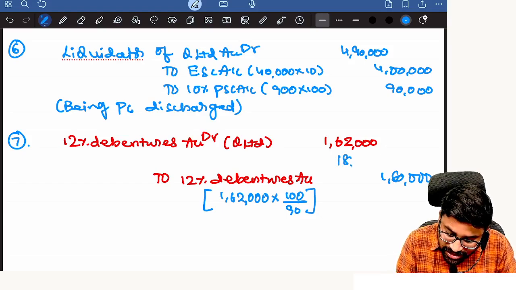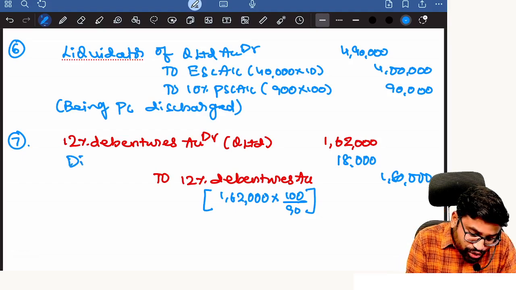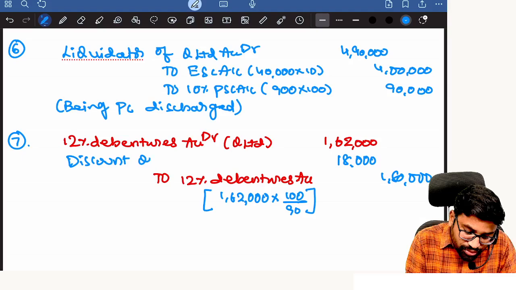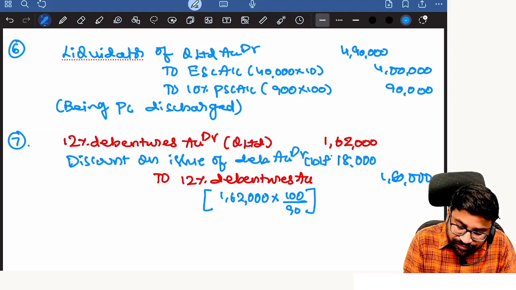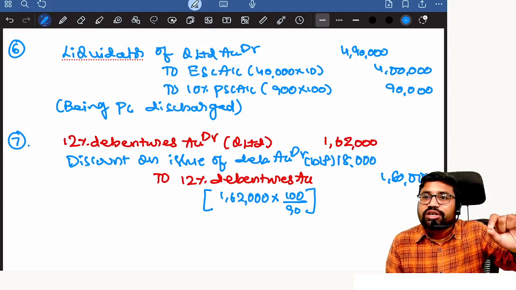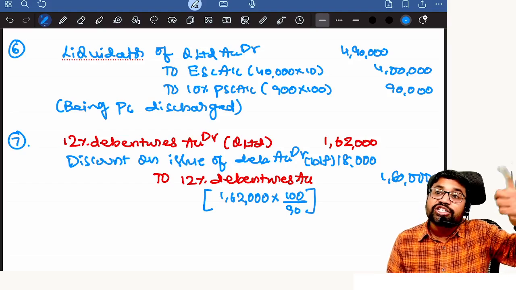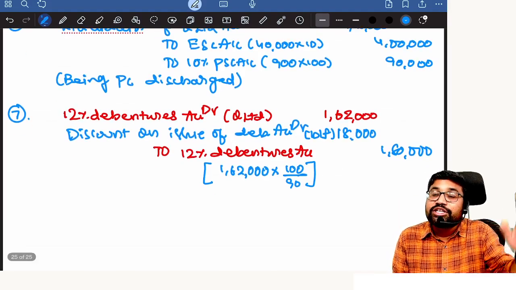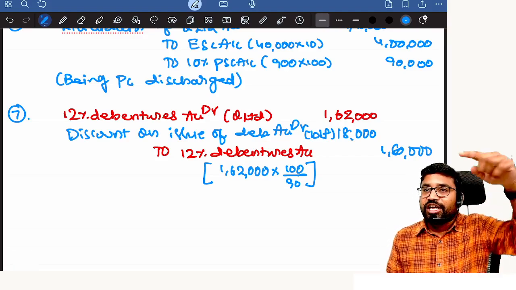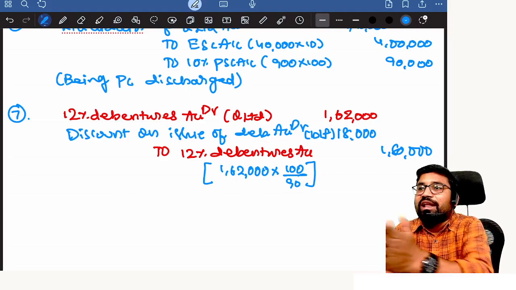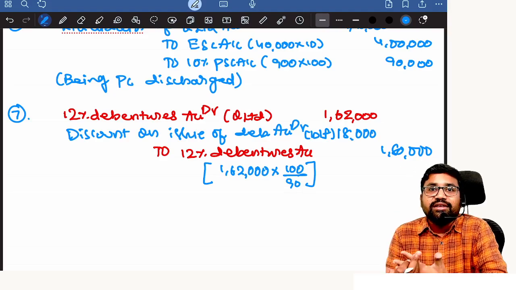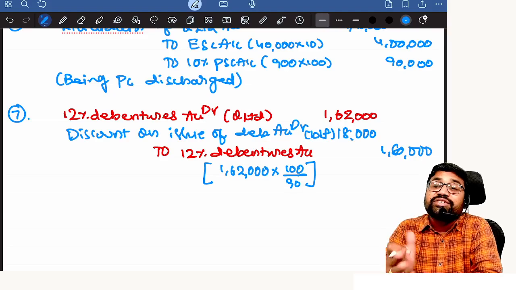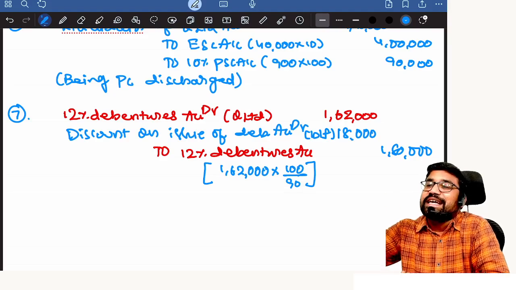That means 18,000 will become discount on issue of debentures. Discount on issue of debentures account debit. This is the balancing figure. So debentures taken at 8% premium are discharged by 12% debentures of P Limited issued at a discount of 10%. That means after the 10% discount, the value should be 1,62,000. So 1,62,000 is equal to 90. How much for 100? 1,80,000. So if I issue 1,80,000 face value of debentures at a 10% discount, it is exactly equal to 1,62,000.